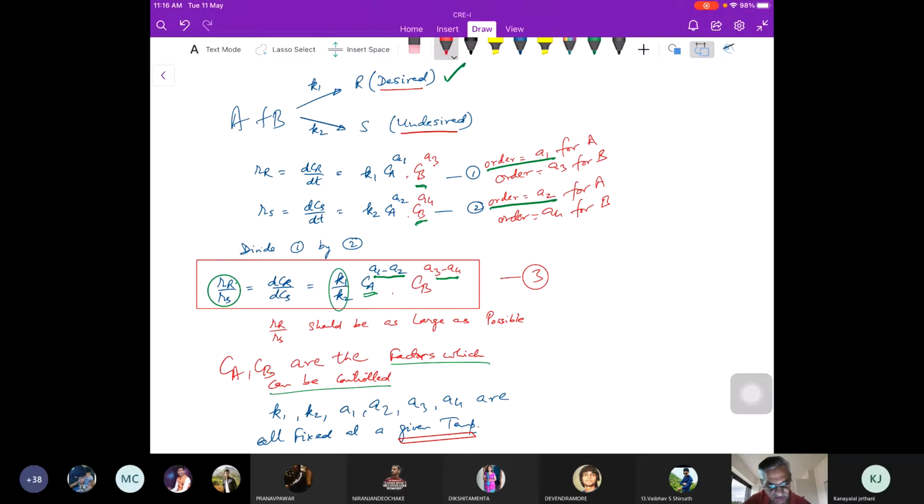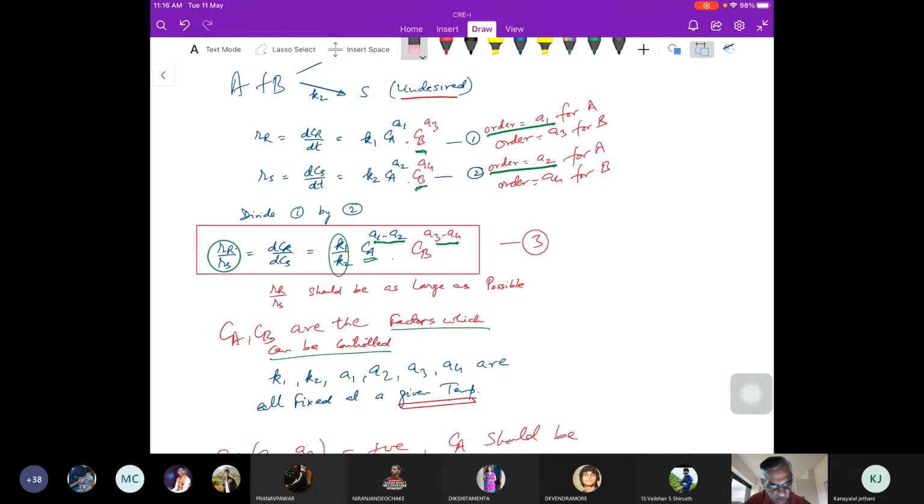So in this case, you can write rate of R is equal to K1 CA raised to power A1 and CB raised to power A3. I have taken order A1 and A3 for the first reaction, A1 for A and A3 for B, and rate of S is equal to K2 CA to power of A2, CB to power of A4. So A2 is for A and A4 is for B.